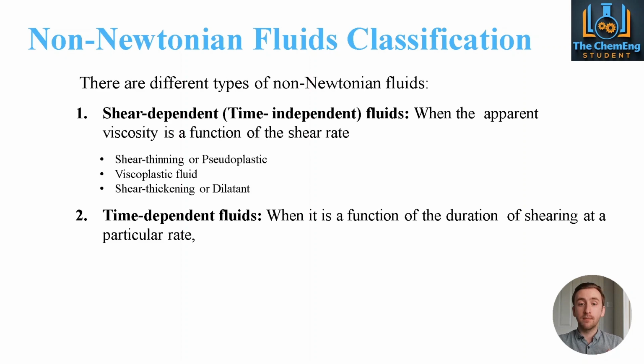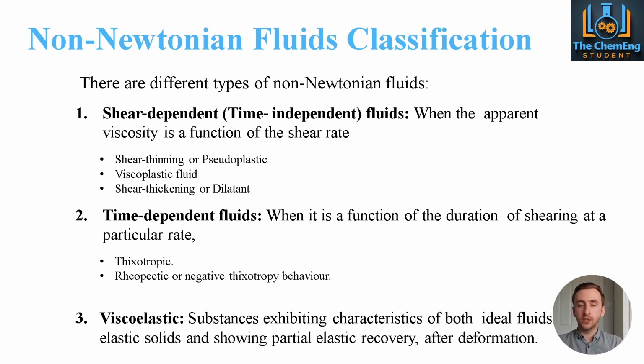Now we also have time-dependent fluids, which is a function of the duration of the shear at a particular rate. These are known as thixotropic or rheopectic or negative thixotropic behaviour. So either of these are basically the opposite of each other. And then we can have viscoelastic fluids. And these are substances that exhibit the characteristics of both an ideal fluid and an elastic solid, showing partial elastic recovery and deformation.